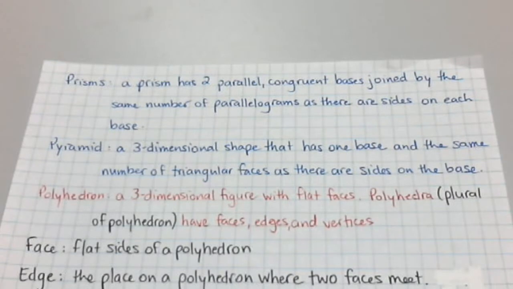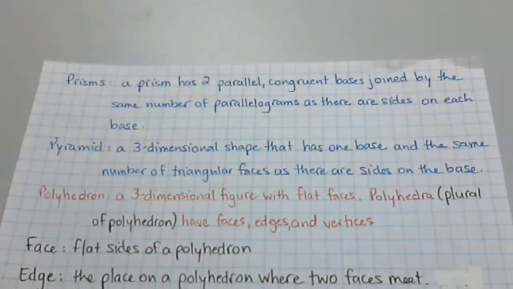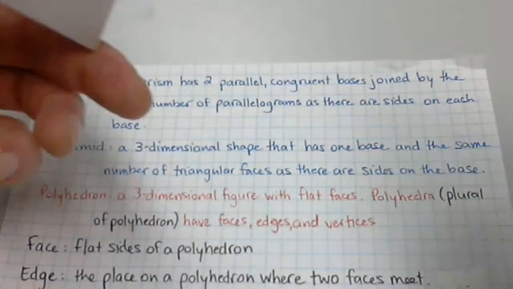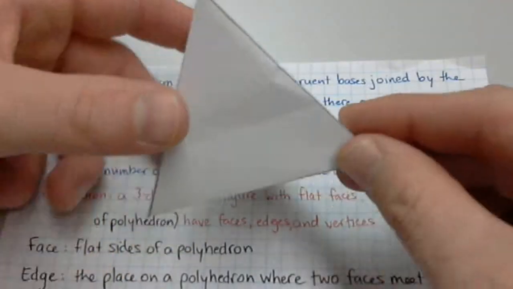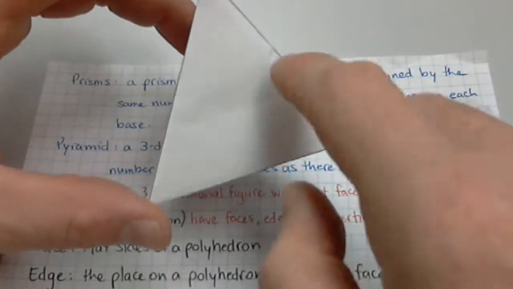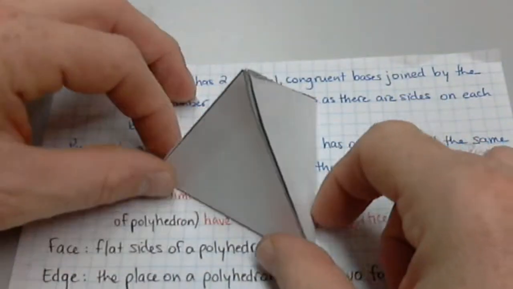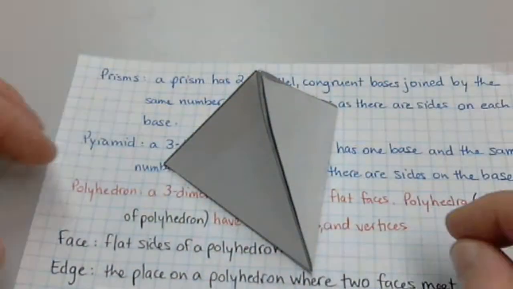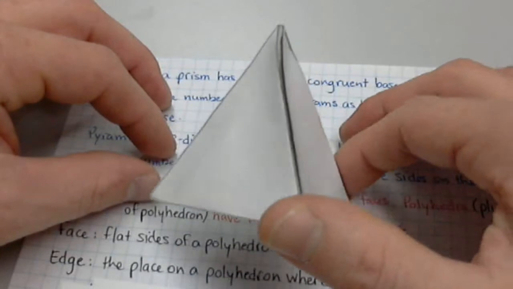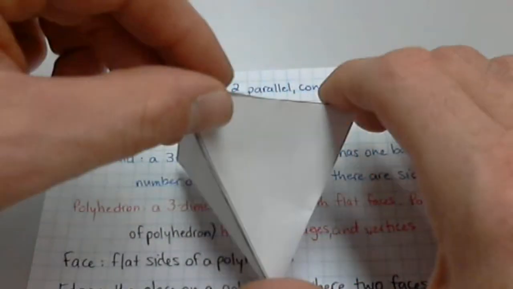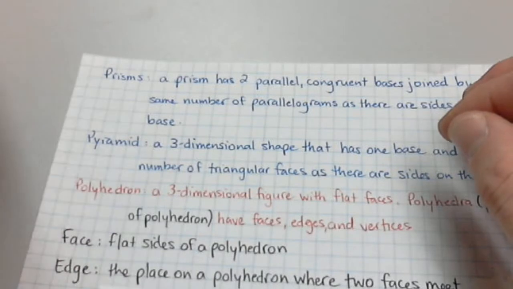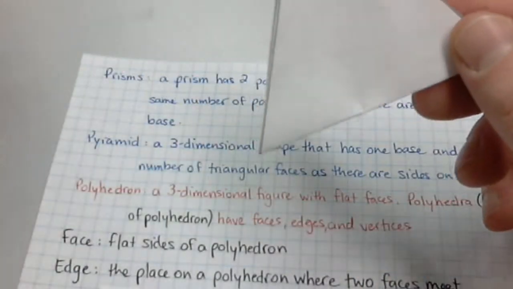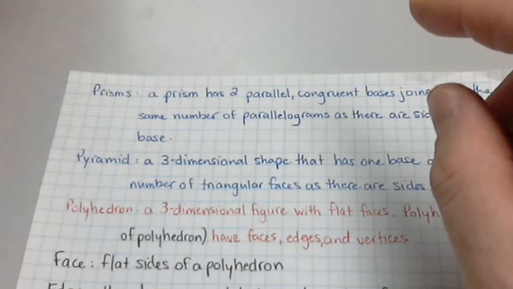A pyramid is a little bit different. A pyramid has one base, and the base is joined by triangles that kind of come up to the top. I picked a triangular pyramid. So see, the triangle is the base here. If you set it down, then there are three triangles that come up and join at the top to form a triangular pyramid. And you can have other shapes for pyramids. You can have a square base, pentagon, hexagon, any of those shapes work.